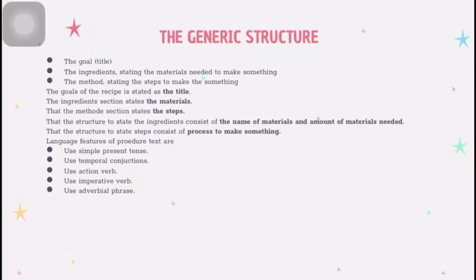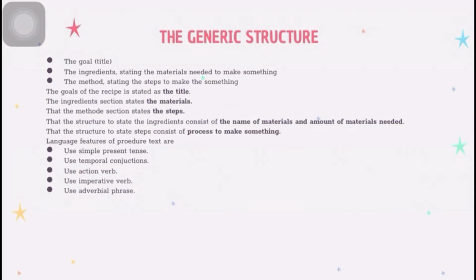The goal of the recipe is stated as the title. The ingredients section states the materials. The method section states the steps. The structure to state the ingredients consists of the name of materials and the amount of materials needed. The structure to state steps consists of the process to make something.